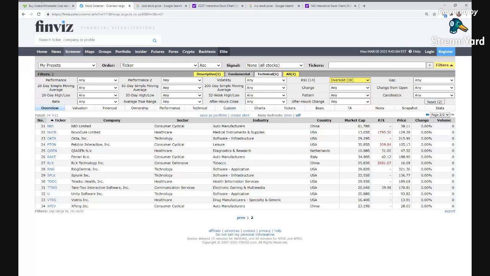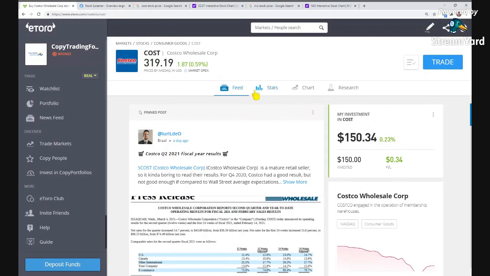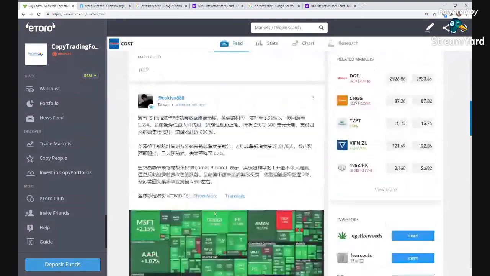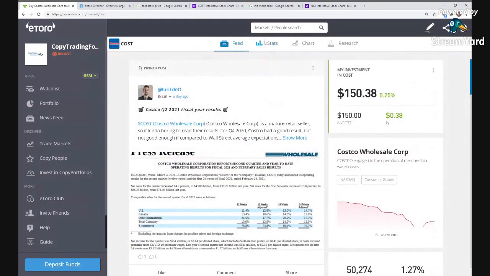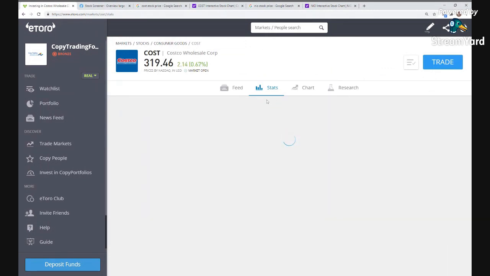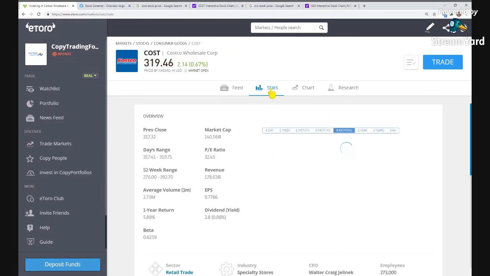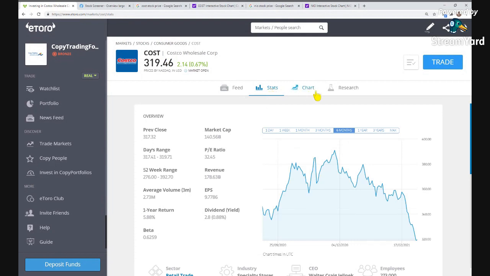And then lastly, you can come to eToro and see what people are saying in the news feed. Go to the top. You can also look at the stats, go through all of this on eToro, look through the stats, look through the charts. Everything is on eToro. You don't even need Google, but I like to use Google. I just got used to it. But you can see the stats.